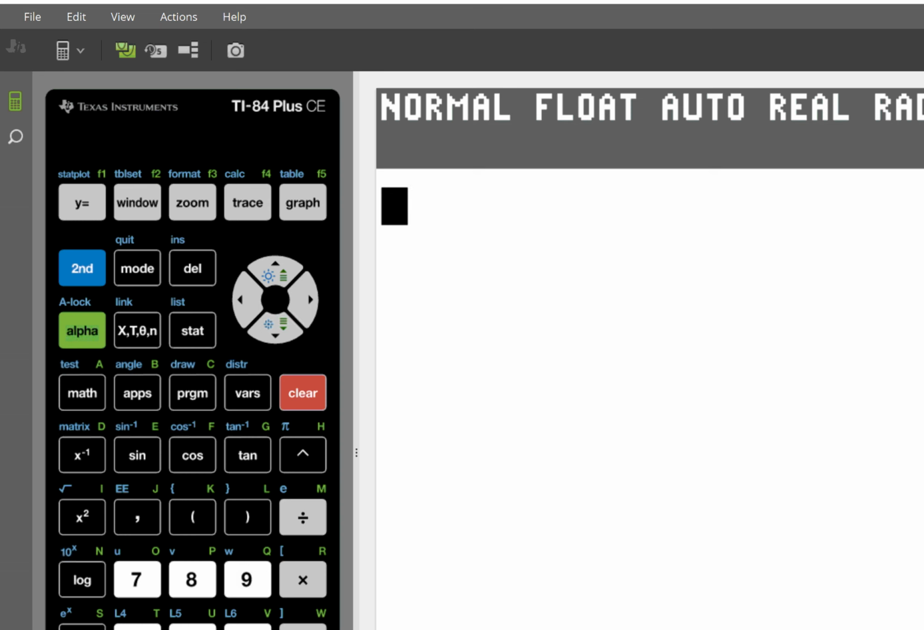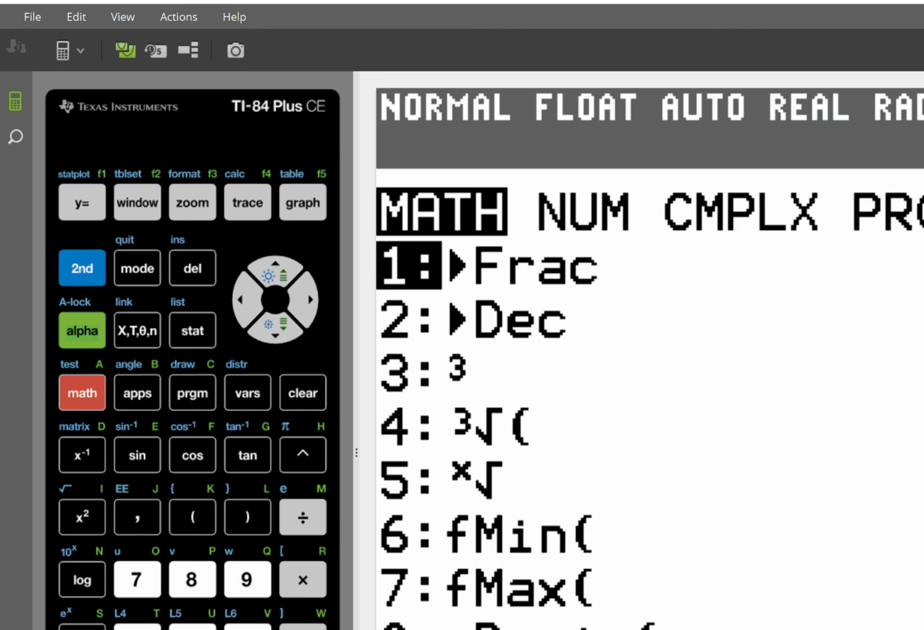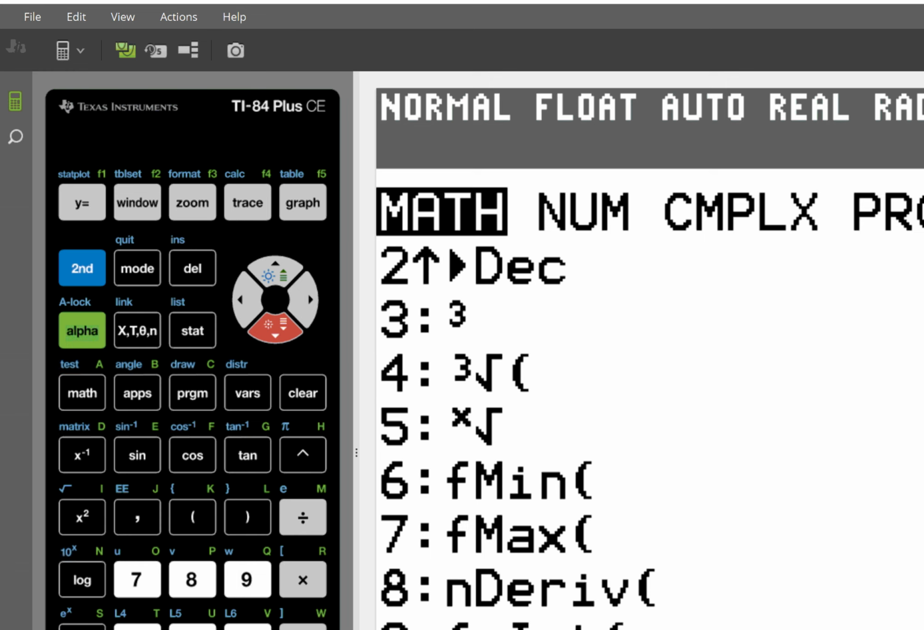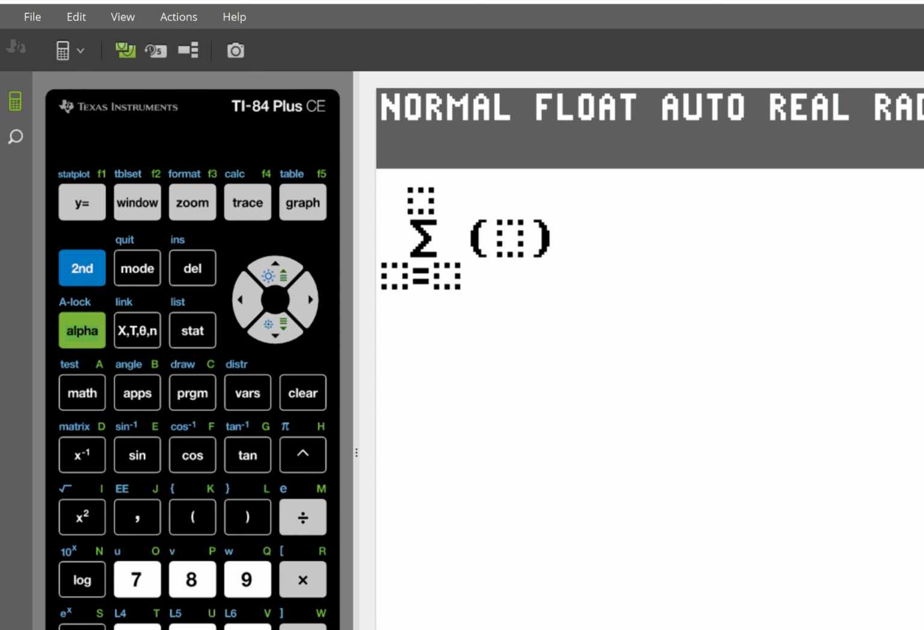What you would do is go into the math entry, and you're going to have to arrow down a little bit to option 0 here, summation. And if you've got one of the newer calculators with some of the newer operating systems, you're going to have a pretty print approach to this, where we can just basically enter our values.